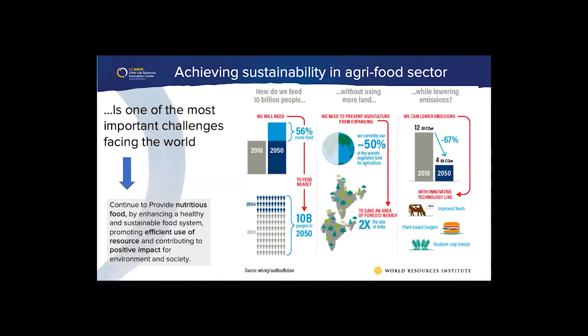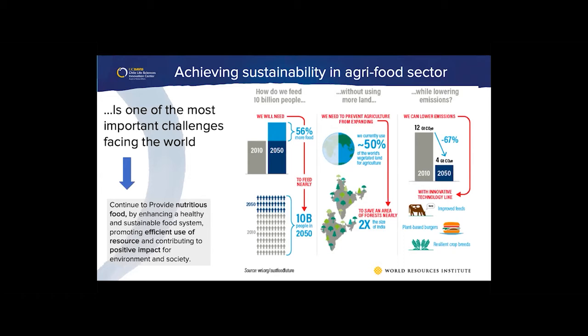So if we think about one of the biggest and most important challenges the food system is facing today, definitely achieving sustainability is one of the primary goals. And while achieving sustainability, we know that the food system will need to feed a growing population without using more land, because there is no more land; we have the planet boundaries. But at the same time, the food system has a responsibility to address climate change and lower emissions, and at the same time create adaptation and mitigation strategies to respond to climate change challenges. So the food system will need to continue to provide nutritious food by enhancing healthy and sustainable systems, promoting the efficient use of resources, and contributing positively to society and the environment.